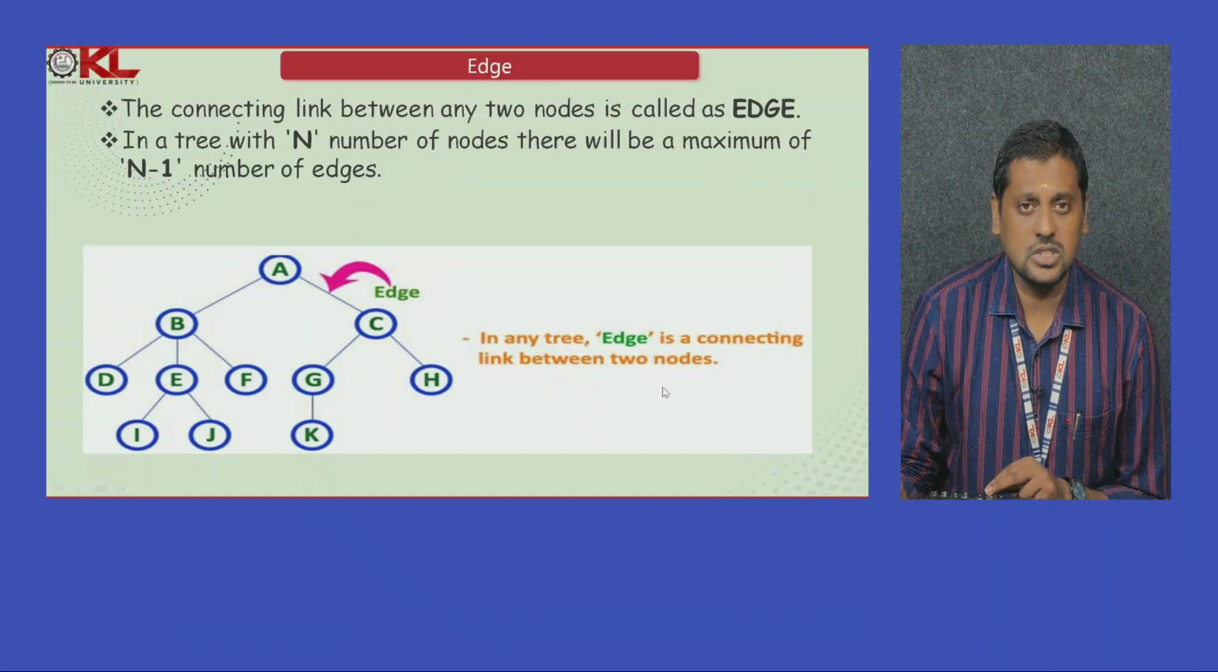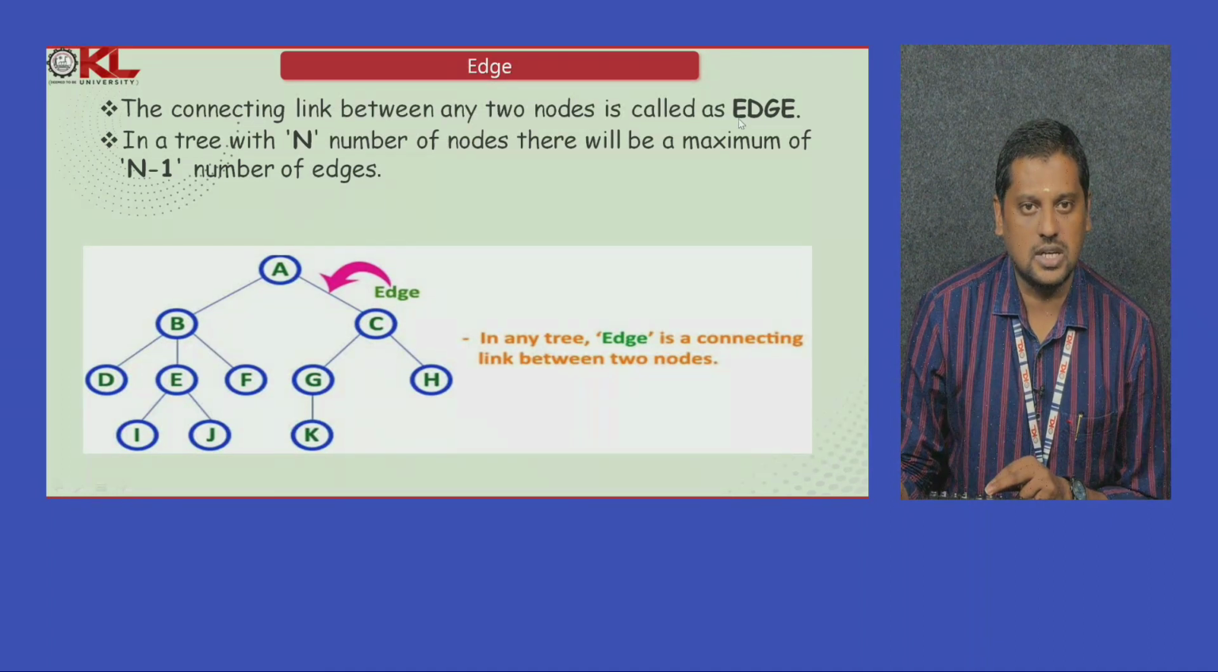The next terminology is edge. As I told you before, each and every node is connected only by using edges. In this example, the connecting link between any two nodes is called an edge. Here A and C are nodes which are connected by a line which is known as an edge. There cannot be any node without connecting edges. That is, there should be an edge between two nodes.